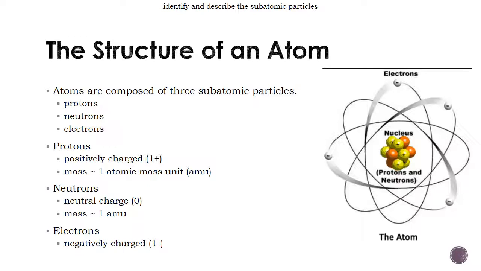The mass of an electron is way smaller than 1 AMU. So an electron has very little mass compared to either a proton or a neutron. Even though 1 atomic mass unit is a really tiny mass, electrons are way smaller than even 1 AMU. In fact, it would take close to 2,000 electrons to equal the mass of a single proton or neutron. That's how tiny electrons are.